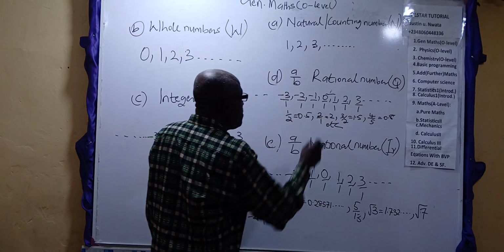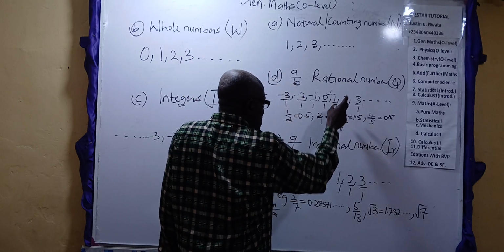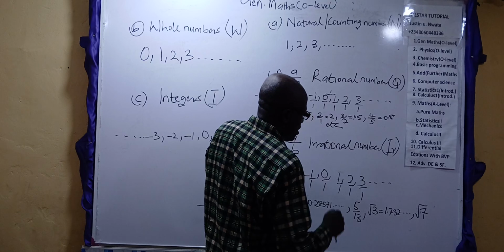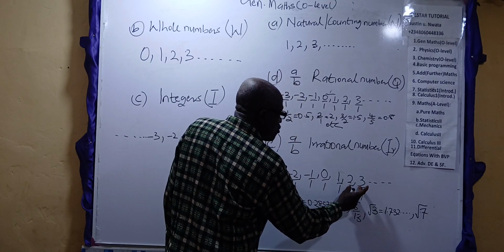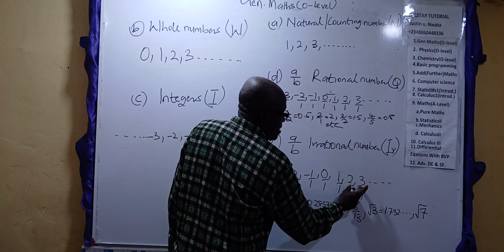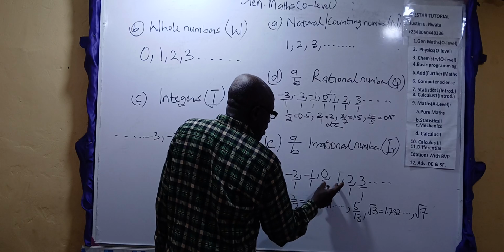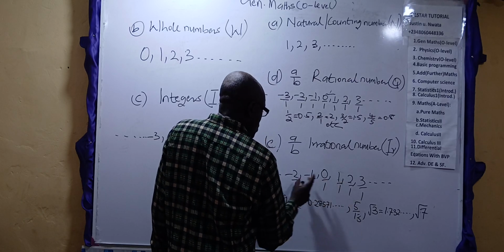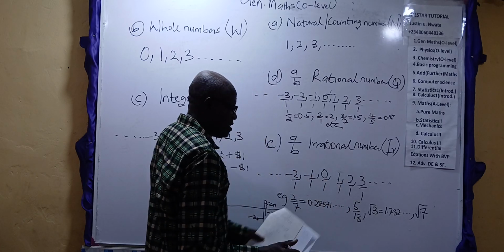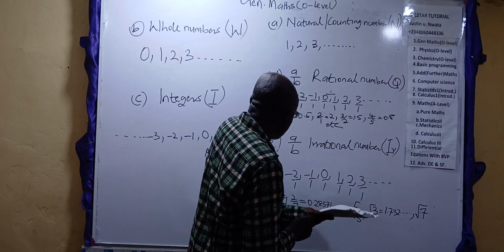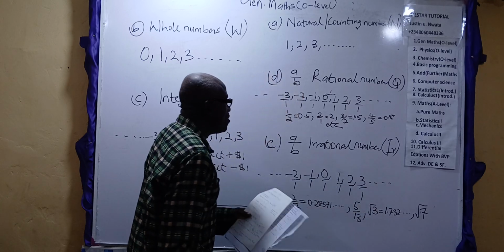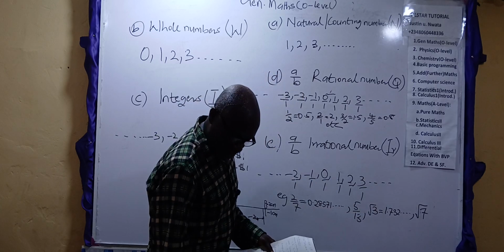One thing about it is that in between any two integers, there are thousands and millions of both rational and irrational numbers. In between 2 and 3, millions of rational and irrational numbers are there. In between 0 and 1, the same thing. In between -2 and -1, the same thing. This is how we got these numbers called rational and irrational numbers.